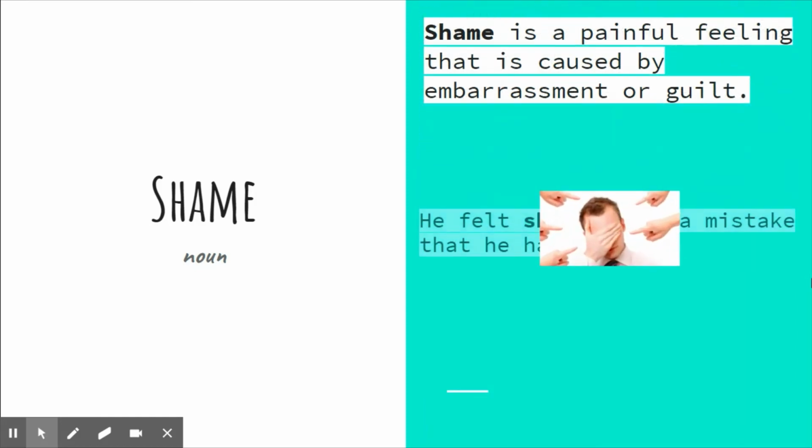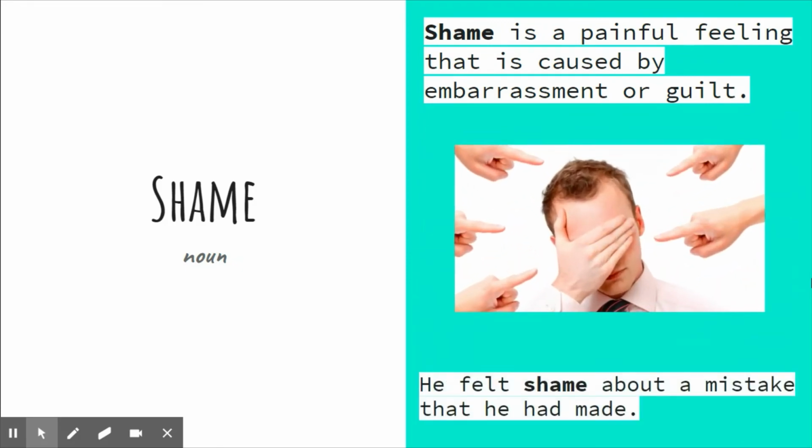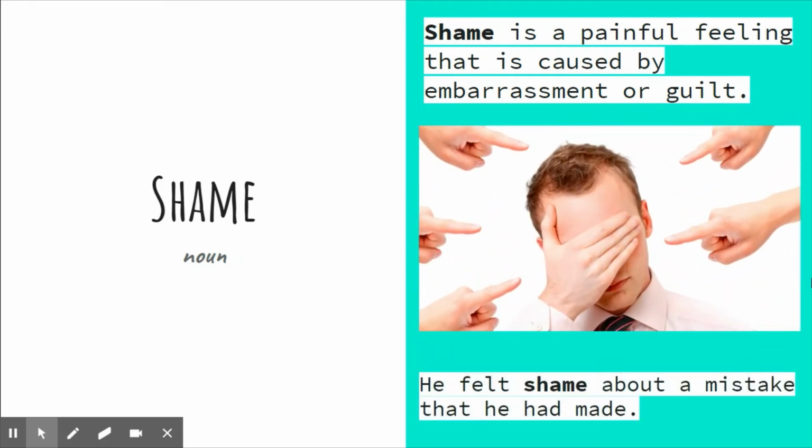And let's go ahead and look at that illustration. He felt shame about a mistake that he had made. Let's go ahead and read the sentence together. He felt shame about a mistake that he had made. Okay, so here we have the next word, standard.